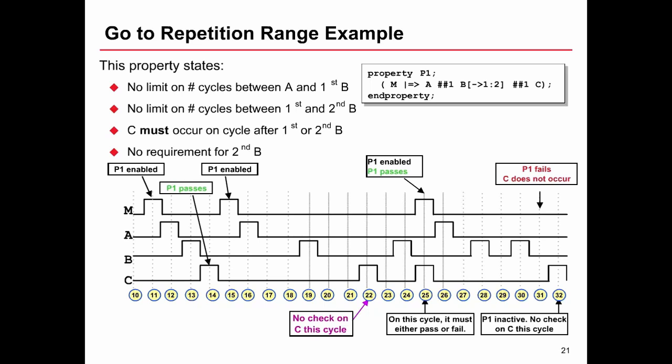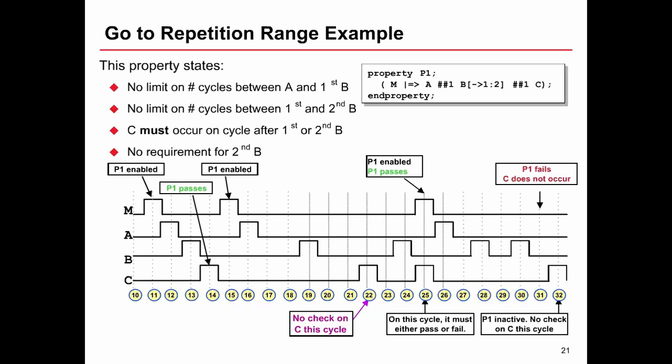Now the difference is that C must occur on the cycle after the first B or the second B. Let's look at this waveform diagram to try and understand that. We start off by showing from cycle 11 M occurring, which enables the property, and then we see A, B, C occurring on consecutive cycles. That represents the fastest way in which the property can pass.